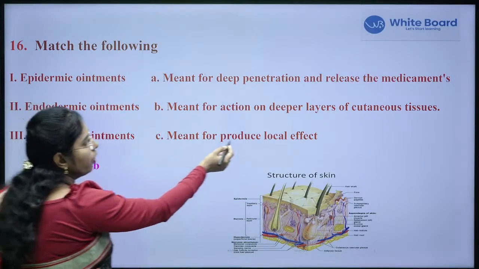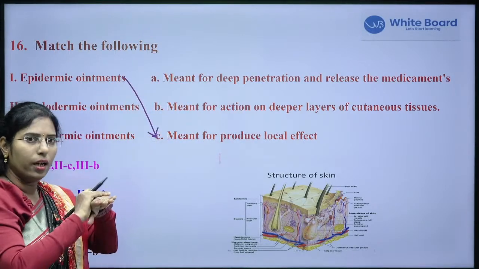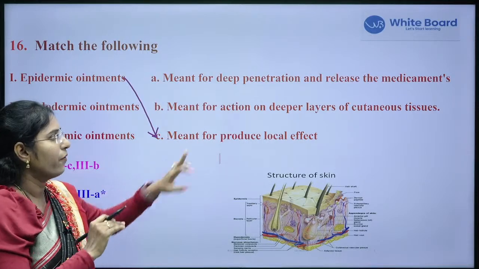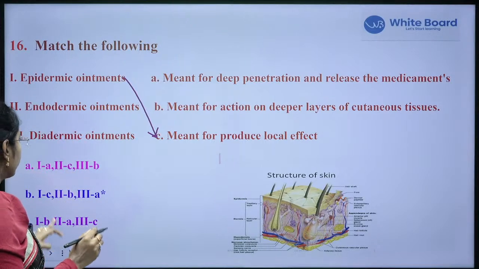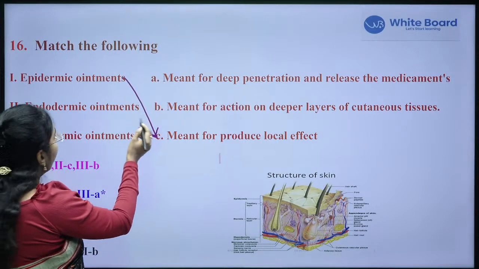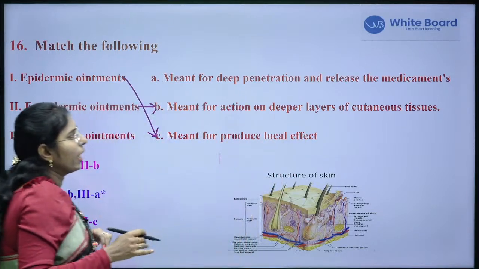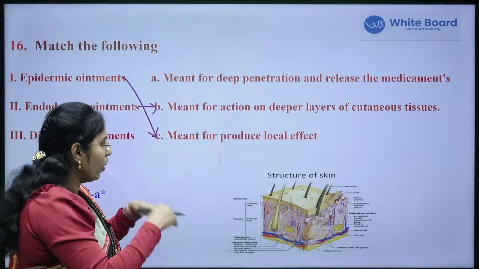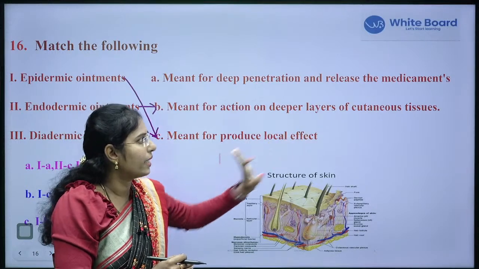So, it is meant for producing a local effect because they will be acting locally, localized to an area. Therefore, it will have a local effect. And the next one is endodermic ointments. Endodermic ointments are meant for action on the deeper layers of cutaneous tissue, that is, below the epidermis.